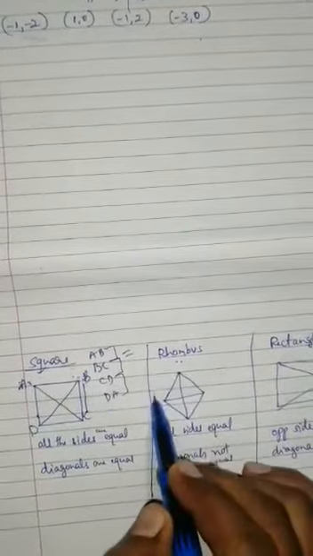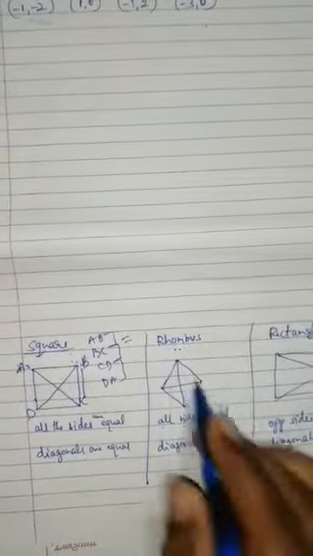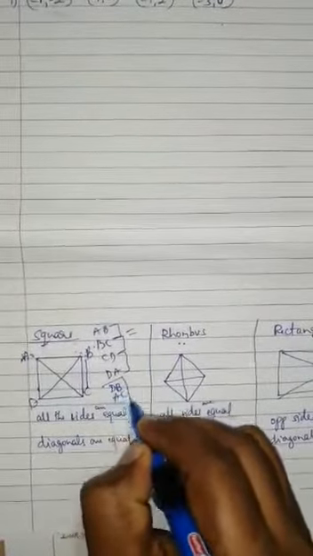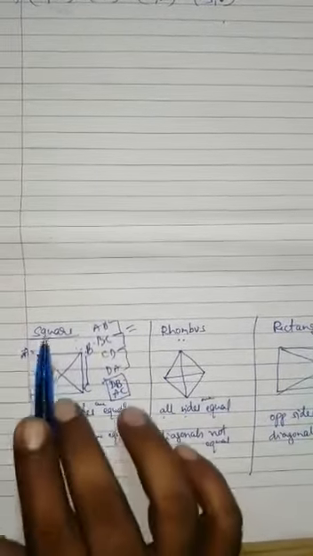So there are two cases, because in a rhombus also all the sides are equal. So we must find the diagonals of that particular shape using the distance formula. One diagonal is DB and one more diagonal is AC. Suppose DB and AC come equal, it is a square. In a rhombus, all the sides are equal, of course, but the diagonals are not equal. Suppose AC and BD come different values, then it is a rhombus.